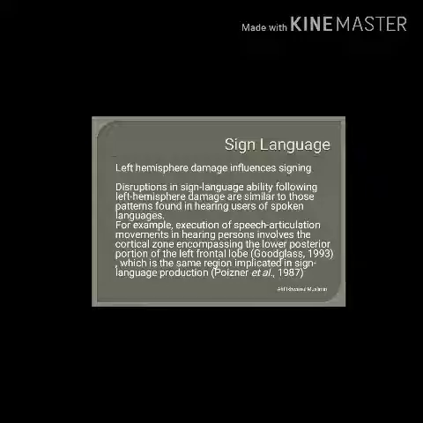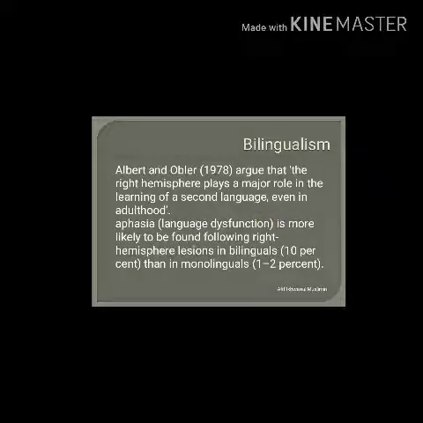So some scientists believe that sign language appears in the left hemisphere because there is an experiment showing that left hemisphere damage influences signing. Someone who has disruptions in sign language ability actually has something wrong with the left hemisphere, and it also shows a similar pattern in hearing users of spoken language, or someone who is normal. Exactly, it happens in the cortical zone encompassing the lower posterior portions of the left frontal lobe, and it relates to the place where sign language is produced. So in a simple way, sign language appears in the left hemisphere, not in the right hemisphere.